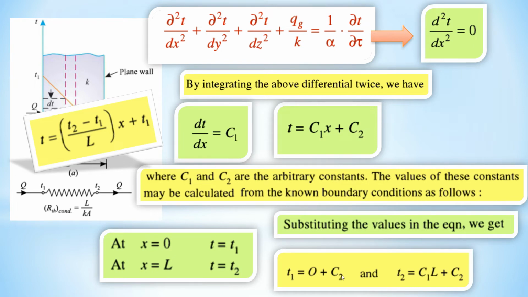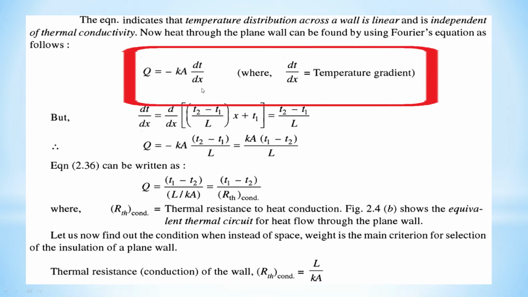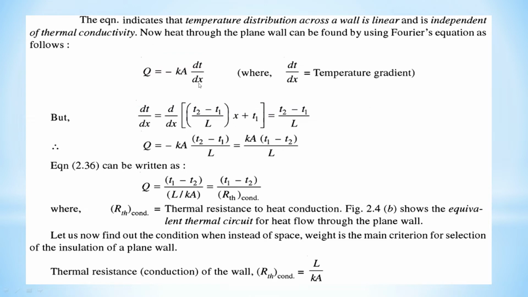So now we will put the value of C1 and C2 in this equation T equal to C1x plus C2. Now we will put the value of T equal to T2 minus T1 by L, bracket complete, multiplied by x plus T1, into the Fourier equation. According to the Fourier equation, Q equal to minus KA dt by dx. It is applicable for conduction, where K is the thermal conductivity, A is the surface area which is perpendicular to the heat transfer, and dt by dx is called the temperature gradient.